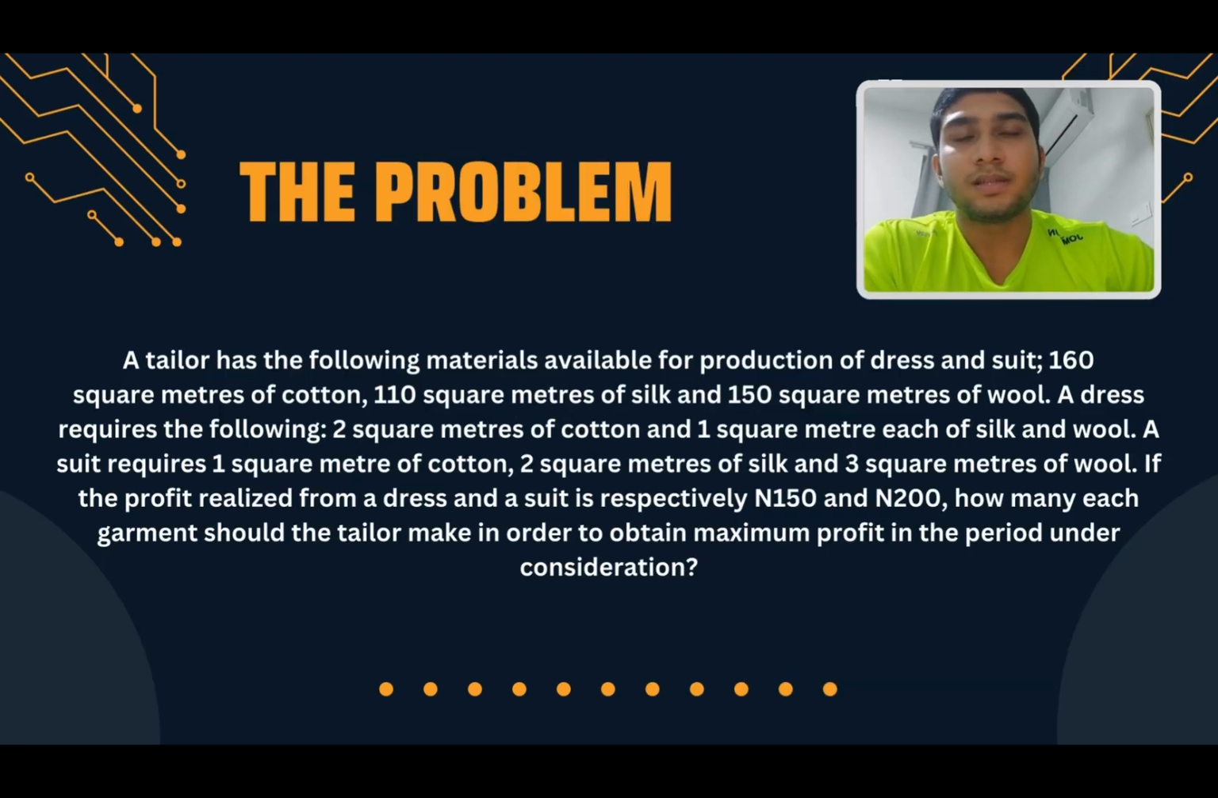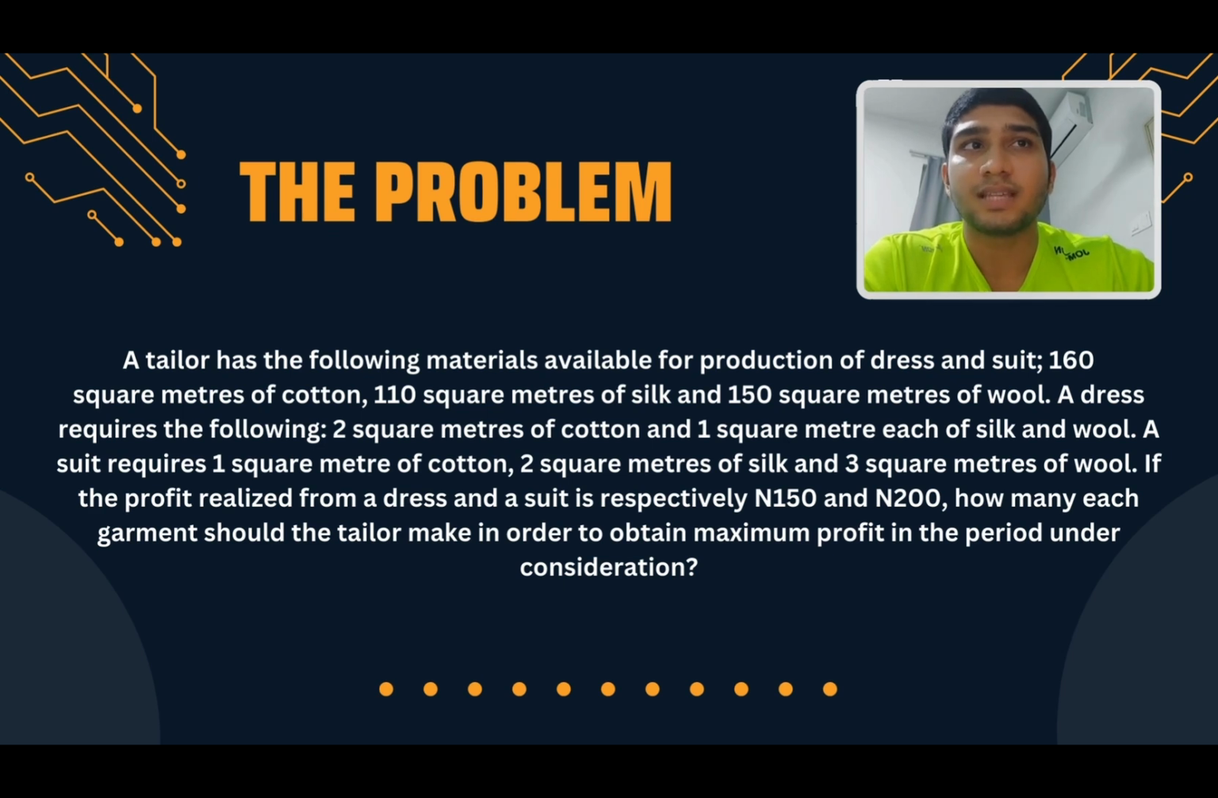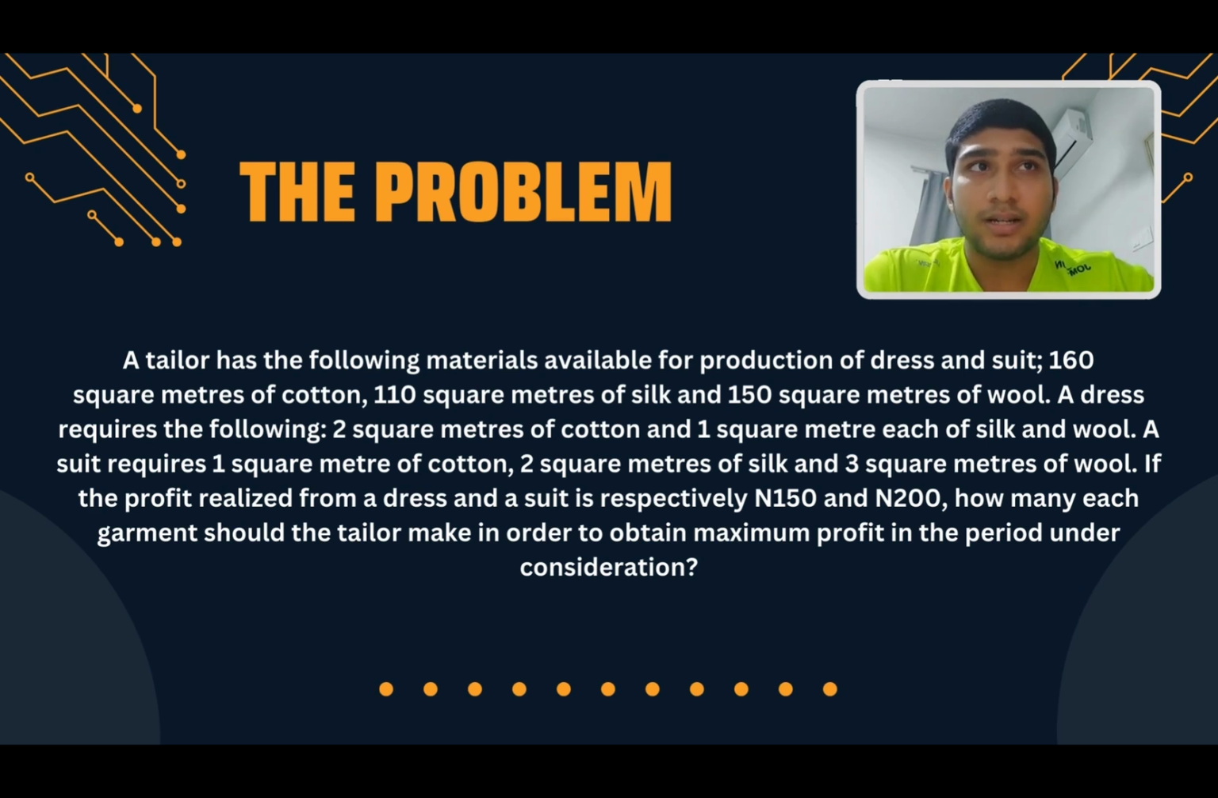The problem in this linear programming is: a tailor has the following materials available for production of dress and suit: 160 square meters of cotton, 110 square meters of silk, and 150 square meters of wool. A dress requires 2 square meters of cotton and 1 square meter each of silk and wool. A suit requires 1 square meter of cotton, 2 square meters of silk, and 3 square meters of wool. If the profit realized from a dress and a suit is respectively N150 and N200, how many of each garment should the tailor make in order to obtain maximum profit in the period under consideration?